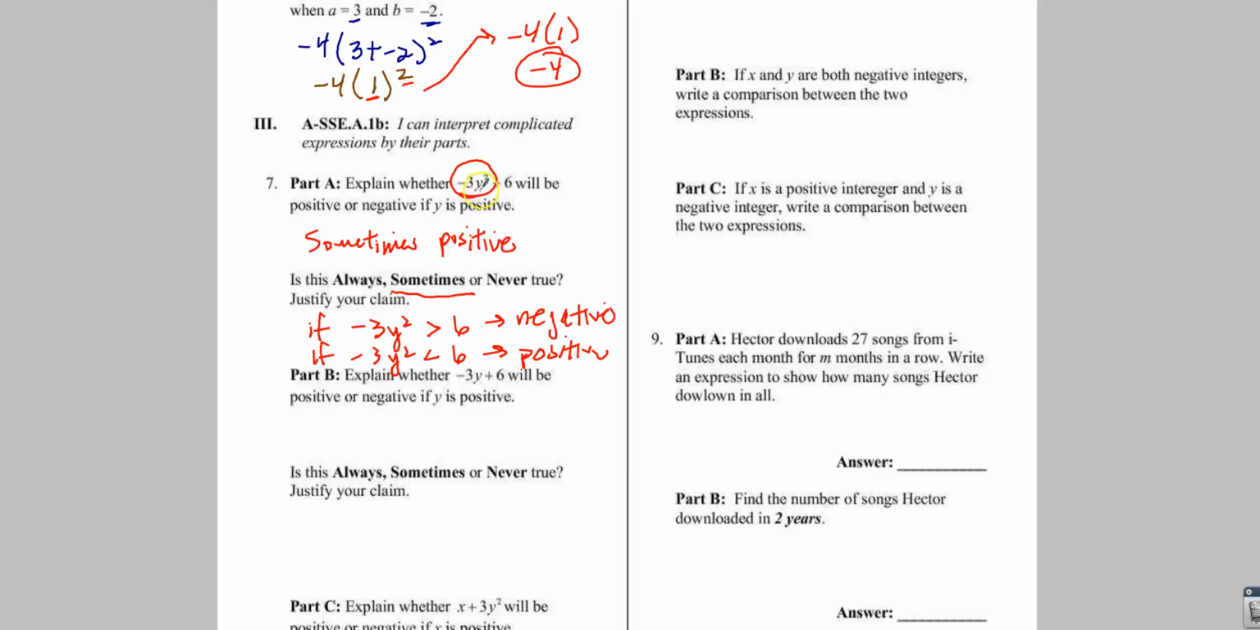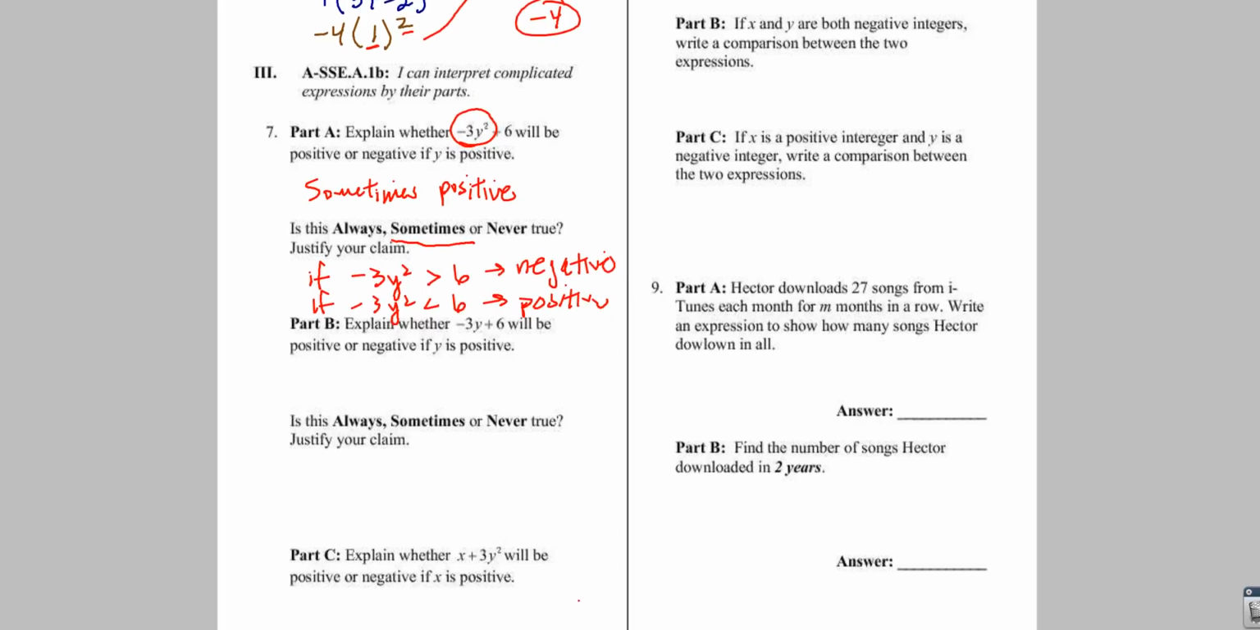If y was 2, 2 squared is 4. 4 times negative 3 is negative 12. Negative 12 plus 6 is negative 6, which would be the top case. So we have one example of each.